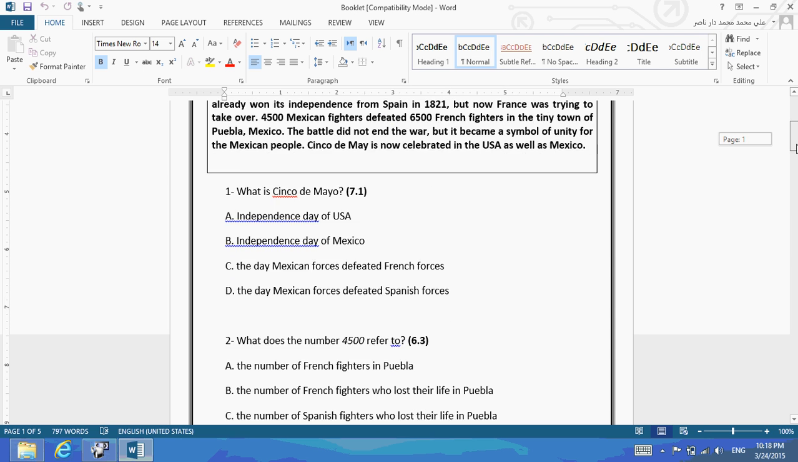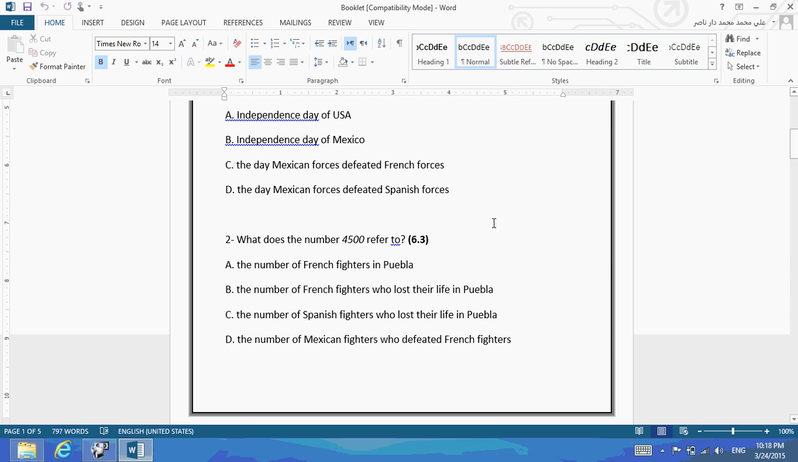Question number 2. What does the number 4,500 refer to? A. The number of French fighters in Puebla. B. The number of French fighters who lost their life in Puebla. C. The number of Spanish fighters who lost their life in Puebla. D. The number of Mexican fighters who defeated the French fighters.